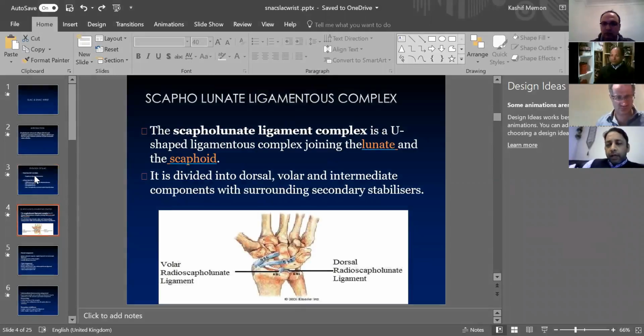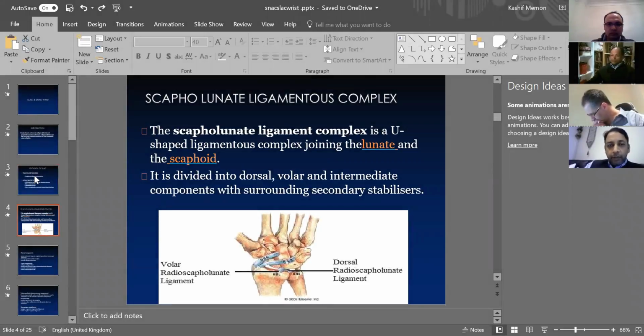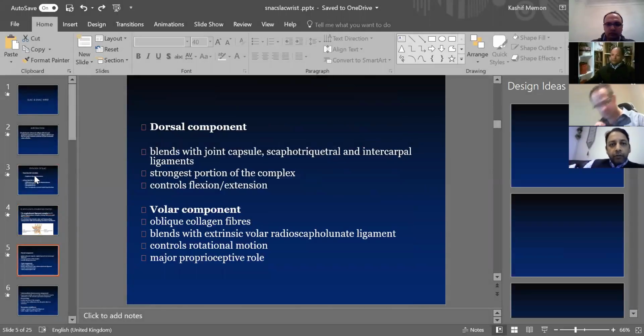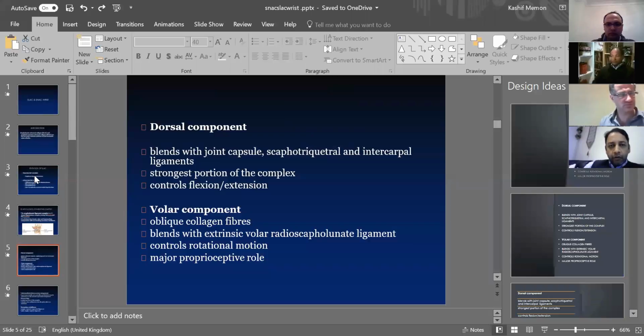So coming to the anatomy of the scapholunate ligament complex. This is a ligament which connects the lunate with the scaphoid, and it is divided into three components: dorsal, volar, and intermediate. The dorsal component is the main component, which is strong and controls the movements of the scaphoid with the rest of the wrist.